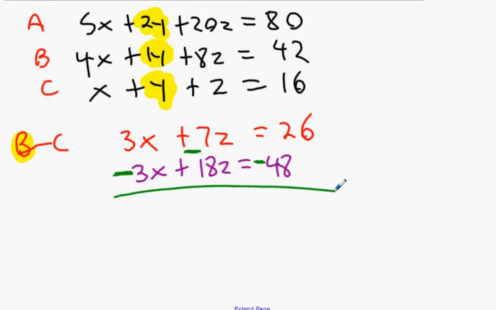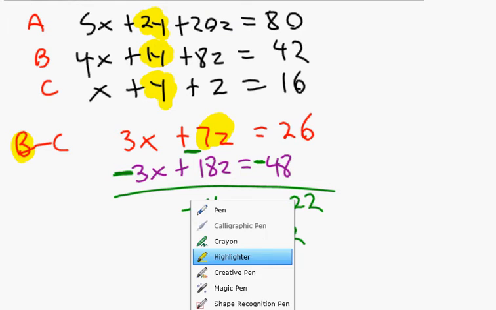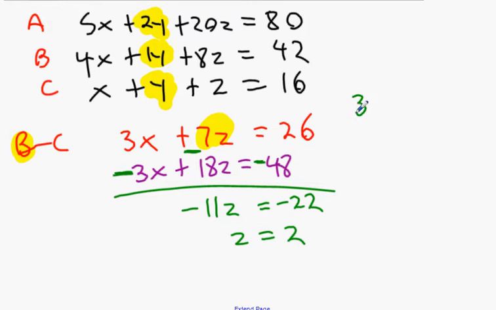Actually either, I'll do the bottom one, never mind me. Have a look at that. So what's next then? Minus 11z equals minus 22. Z will equal 2. Replace z equals 2 into 7z, and what do you get? 14. 3x equals 12, x will equal 4.